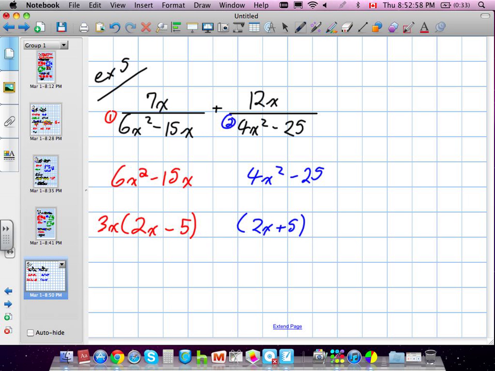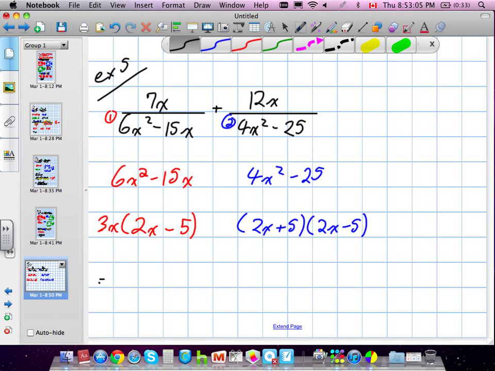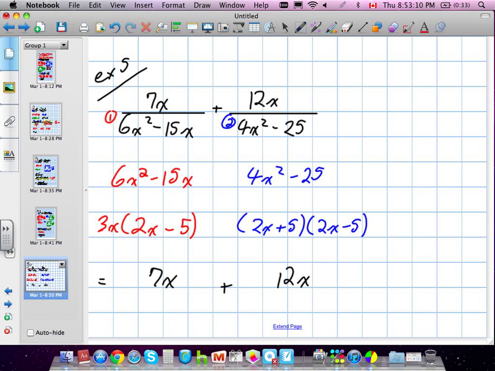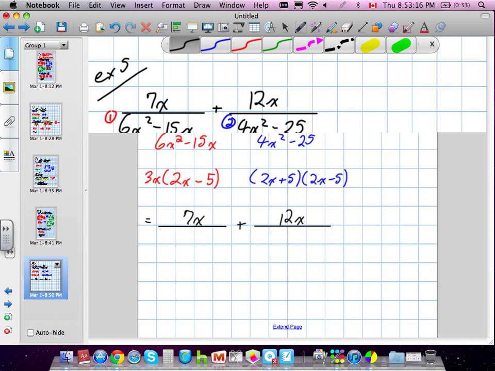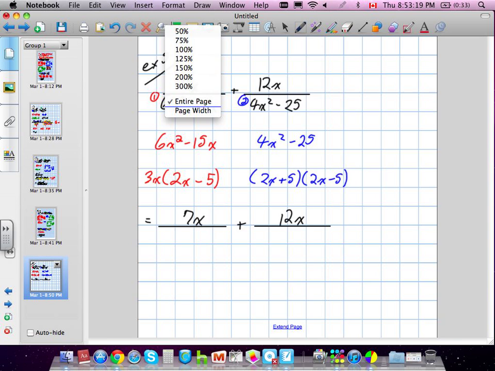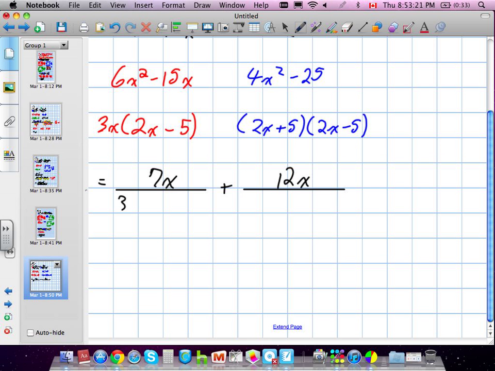I'm just going to do the top ones first and draw the lines in. Divided by. That's okay. And we got 3. Oops, let's get the x in there. 3x times 2x minus 5. And then here we have 2x plus 5, 2x minus 5. Okay. Now what?